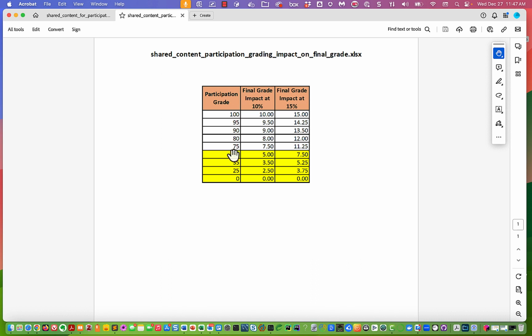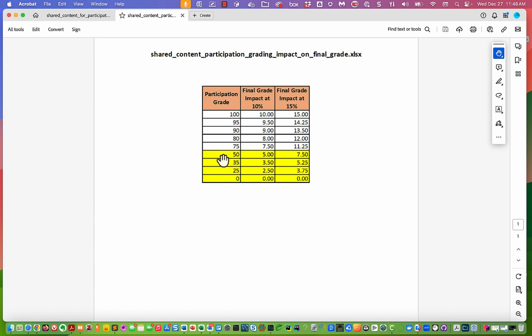When you get down to 75 as a participation grade, it has 7.5. It comes over at 10% at 7.5 points. So that's a 2.5 point impact. And of course, in the 15% course, the difference is the difference between 11.25 and 15, which is, I think, 3.75 points. But where the impact difference gets really big is when you drop into the low participation scheme, right?